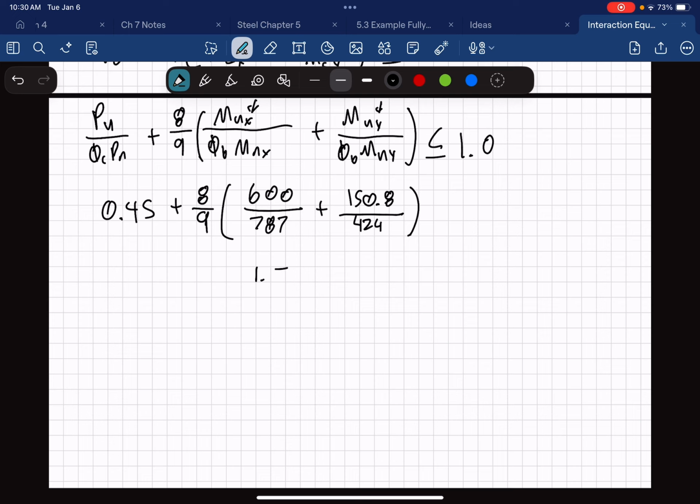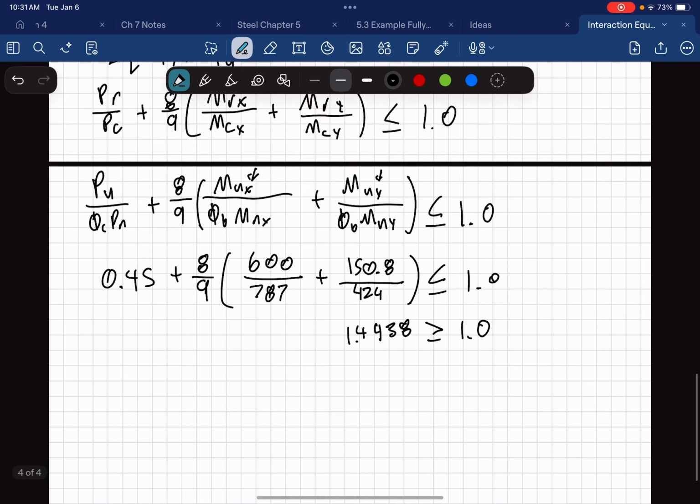So we have everything we need here. Now we can plug in the situation, and we need to get a value less than or equal to 1.0. We have 0.45 plus 8 divided by 9 times the quantity 600 divided by 787 plus 150.8 divided by 424. And we get a value that is quite high: 1.4438. This is greater than 1.0, so this member is actually not adequate for this loading situation.